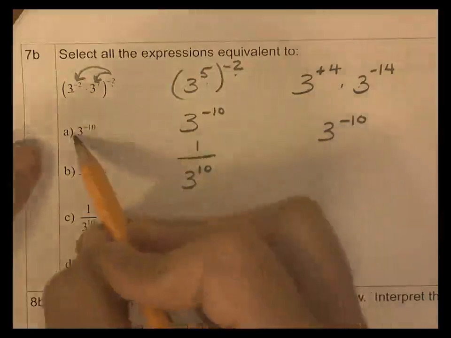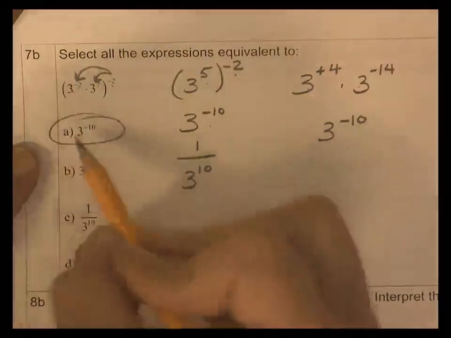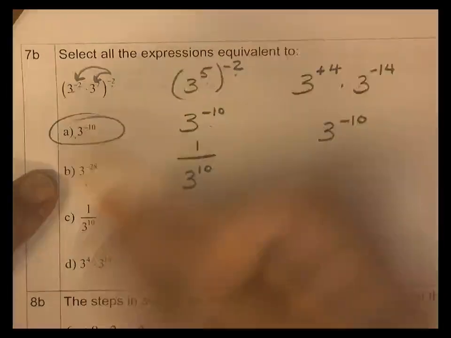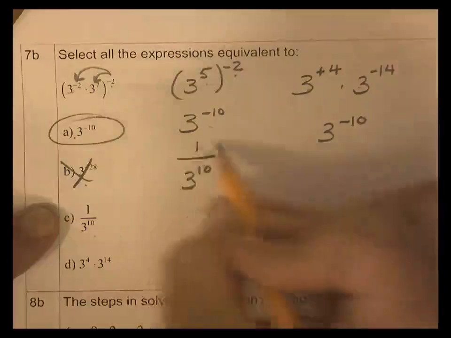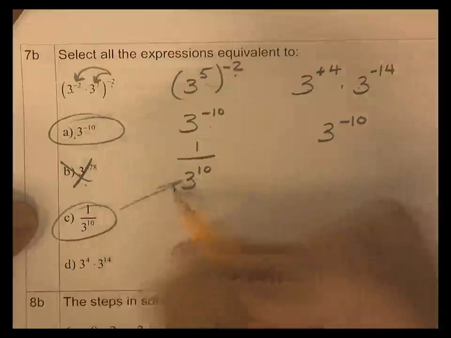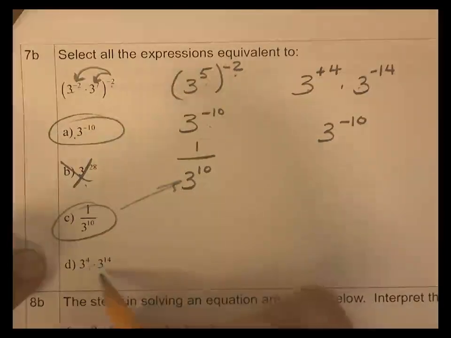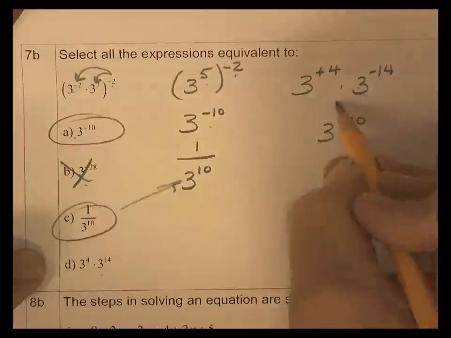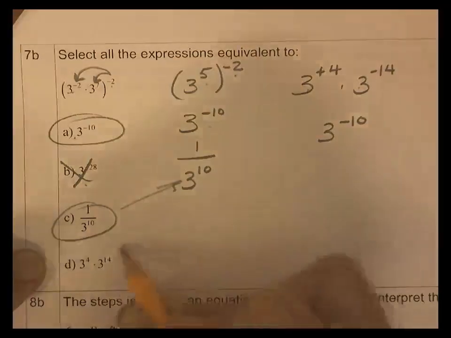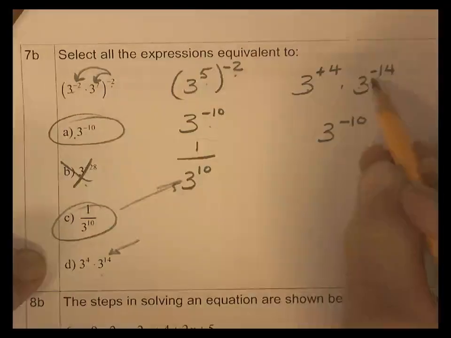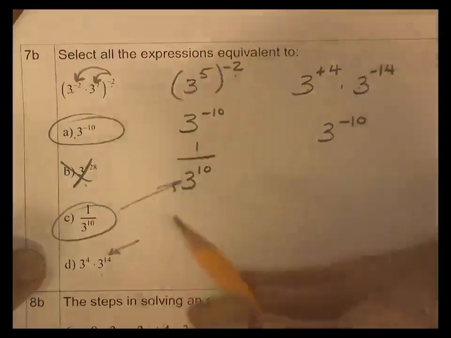Let's match them up. 3 to the negative 10, yep, that matches up. 3 to the negative 28 doesn't show up anywhere. 1 over 3 to the 10th, it's right there. 3 to the 3rd times 3 to the 14th is right here. Negative 14. Oh, you know what? That doesn't match up, does it? Because it's missing a negative. That's a negative. So D is not an answer.